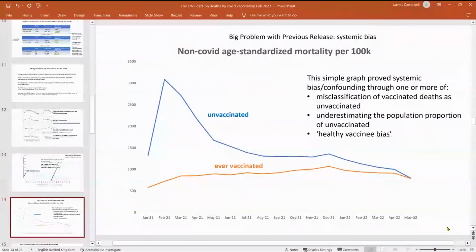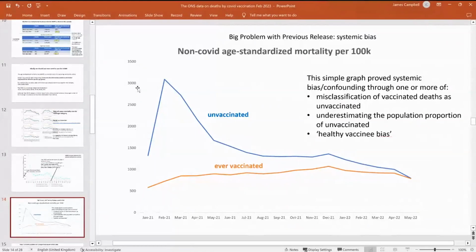So what you can see is that the non-COVID age standardized mortality rate is much higher in the unvaccinated than the ever-vaccinated. And this is what is driving the all-cause mortality, because actually the COVID numbers are relatively small in comparison with the non-COVID rates. And this must be a problem with the data, because if this is non-COVID mortality, what the hell has vaccination got to do with this, right? These should be the same. What this is suggesting, especially with that massive peak at the beginning, is simple misclassification.